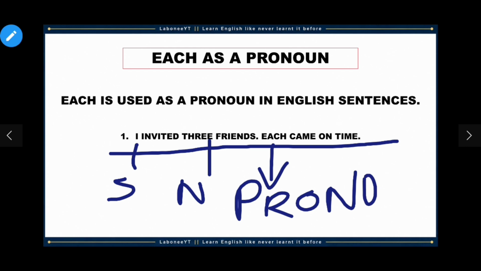Each came on time. So it denotes that each is used in a sentence as a pronoun instead of a noun, in any sentence. Just like this example, I invited 3 friends, each came on time. Here each works as a pronoun and 3 friends, already there, is the noun. So let's discuss the same matter with another example so that it will be clear.